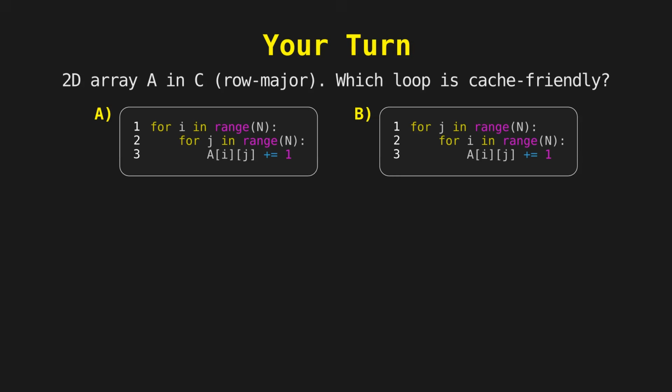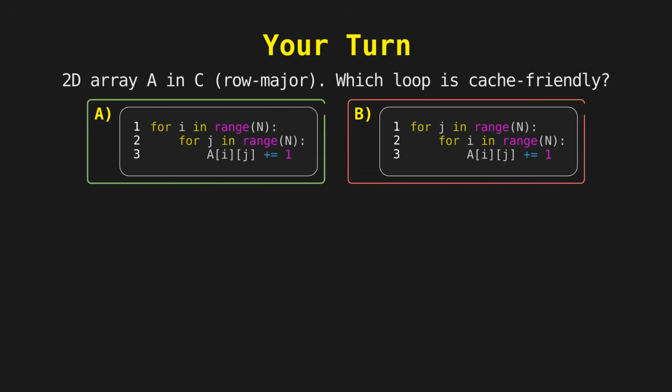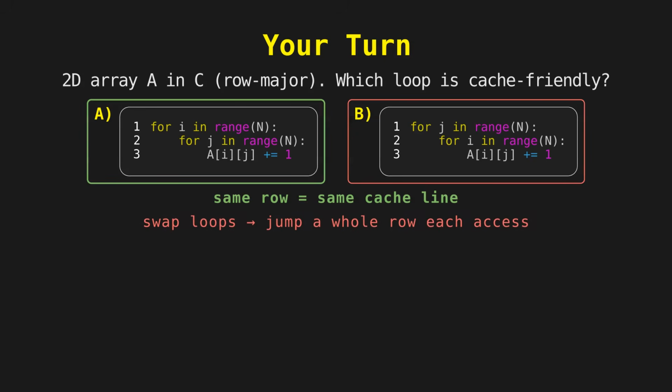Your turn. You have a two-dimensional array in C, stored in row major order. Which loop is cache-friendly? It's A, iterating rows on the outside, columns on the inside. Row major means elements in the same row sit next to each other in memory, so the inner loop sweeps through a single cache line before moving on. Swap the loops, and you jump by a whole row on every read.